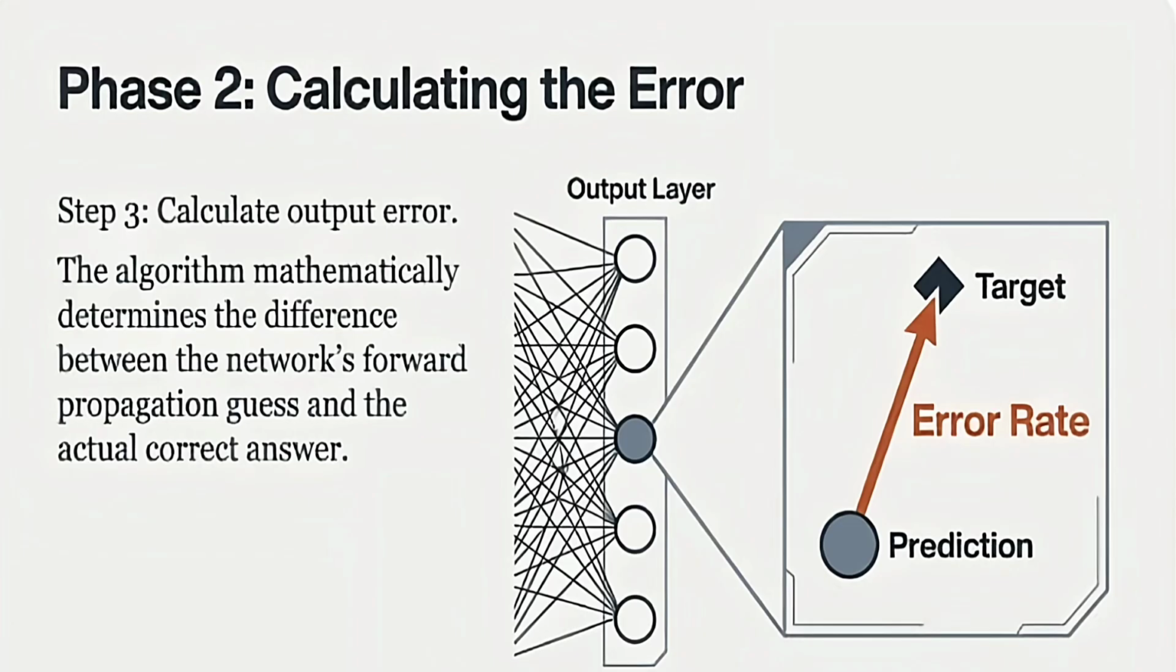Phase 2, calculating the error. Step 3, calculate output error. The algorithm mathematically determines the difference between the network's forward propagation guess and the actual correct answer.